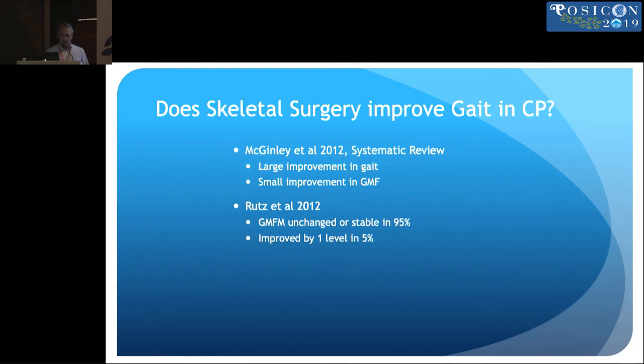Whatever we may try, we do get some improvement in gait and walking cycles, but overall improvement is not that great. Thank you.